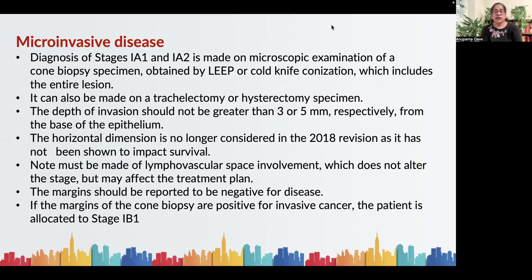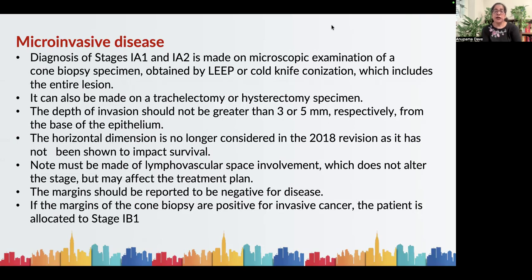The depth of invasion in all such cases should not be greater than 3 or 5 mm, respectively, from the base of the epithelium. However, the horizontal dimension is no longer considered in the 2018 revision of the FIGO classification because it has not been shown to impact survival.